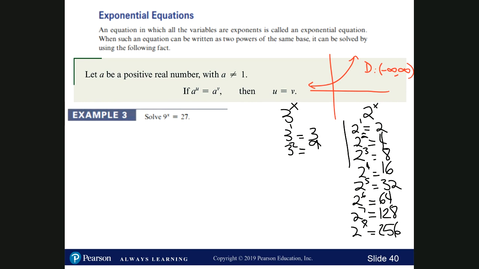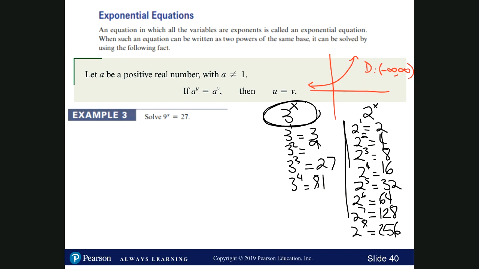3 to the power 3 is equal to 27. Let's do one more. 3 to the power 4 is equal to 81. Now, why are we doing that? Well, because sometimes these exponential equations are a lot easier to solve if you are able to write the left and the right side using the same base. And we're going to use base 3.